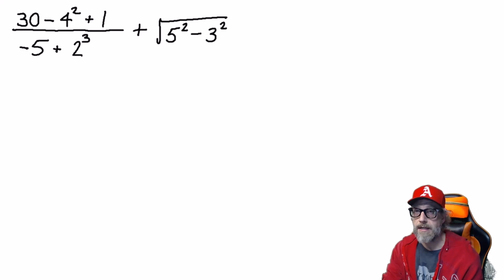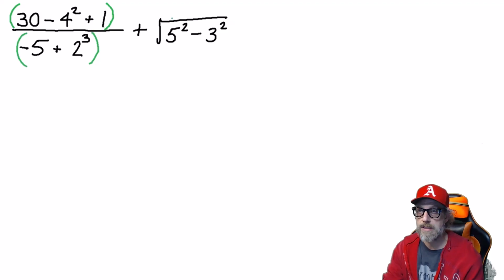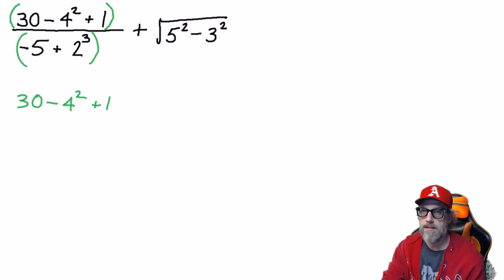So what do we see here? See a fraction, which means we have groups. The numerator is in a group, the denominator is in a group, then we have a square root that is also a group. So 3 separate groups, so I will choose to look at these as 3 small problems and then bring them back together into the fraction and the radical back here. So that will be the organization I'm taking on, starting with this numerator, 30 minus 4 squared plus 1. Let's cut this problem down to size.